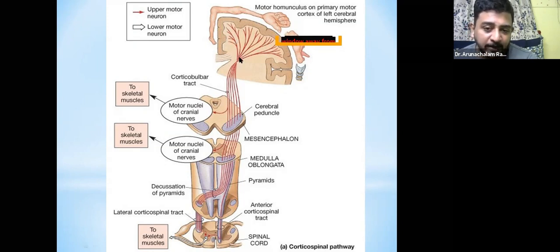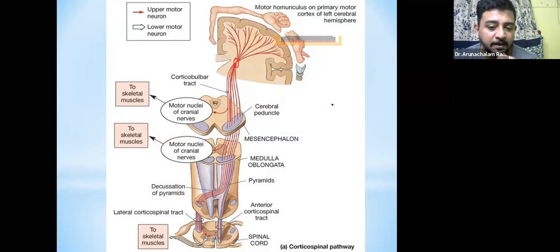After arising, the tract goes down as the corona radiata and gets condensed in an area called the internal capsule. By the name capsule itself, you can understand that medically important substances are kept inside a capsule, densely packed. Likewise, this capsule in the central nervous system incorporates all the sensory and motor nerve fibers very closely arranged here.